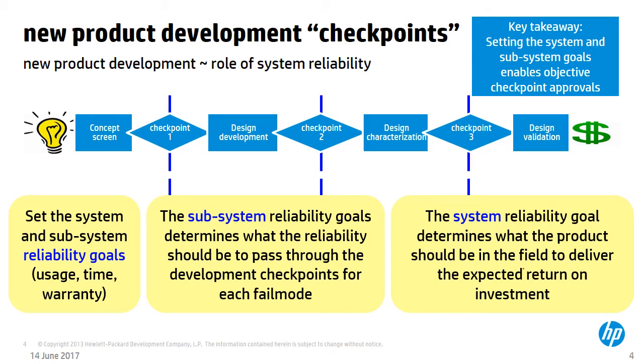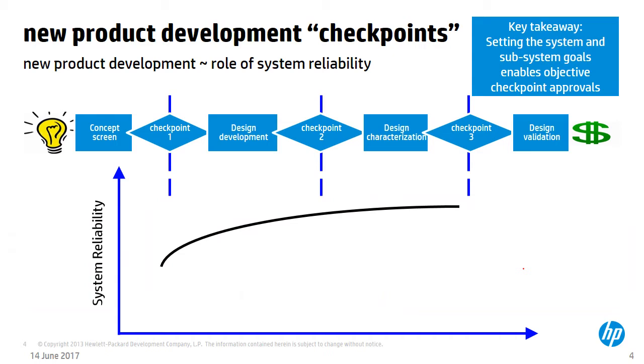It's worth noting that for each checkpoint, the system reliability level should be increasing due to the fact that the design, the processes, and the product itself as a system become more stable, and eventually we get to the final goal at the final checkpoint.